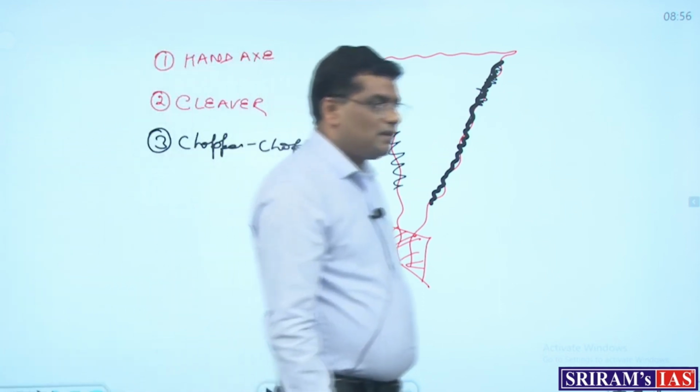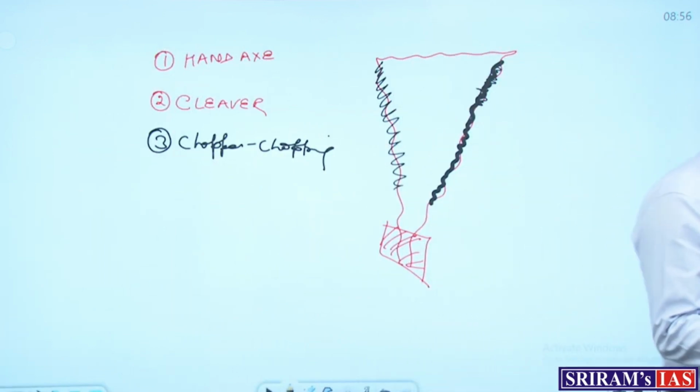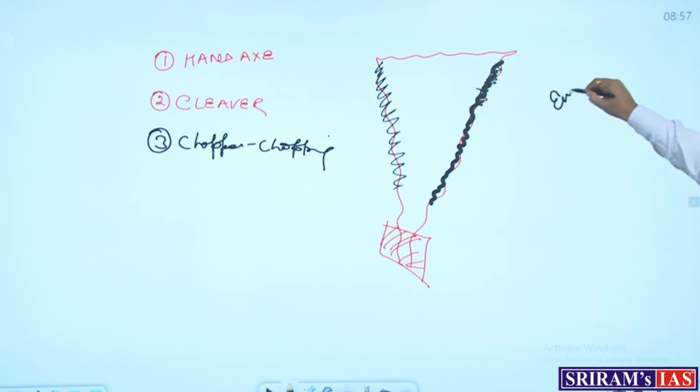Chopping. So these three instruments were used by humans in the Paleolithic period. This is common all over the world: Europe, India, all over.